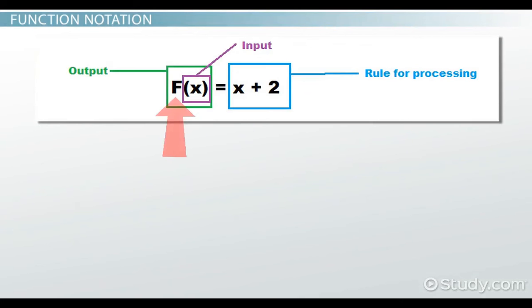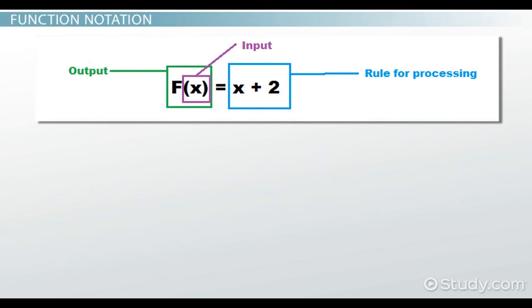This function is named f. X here is a variable representing any number in the domain of the function, any number that you could possibly plug in. The f with the x in parentheses is pronounced f of x and refers to the output that you get when you plug x into the function's rule for processing numbers. X plus 2 gives you the rule.